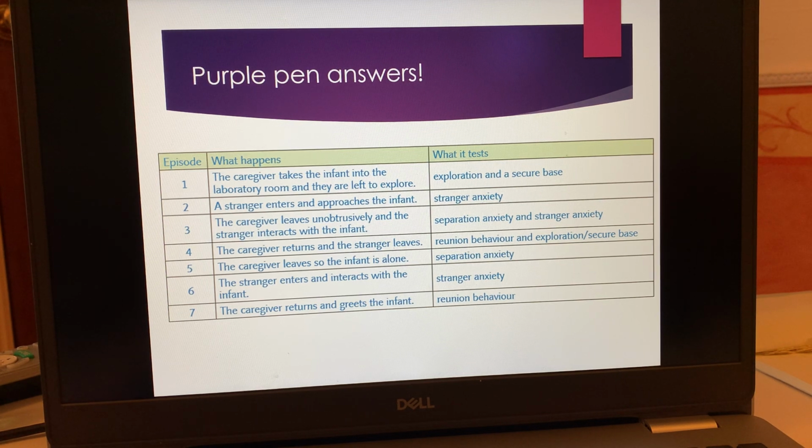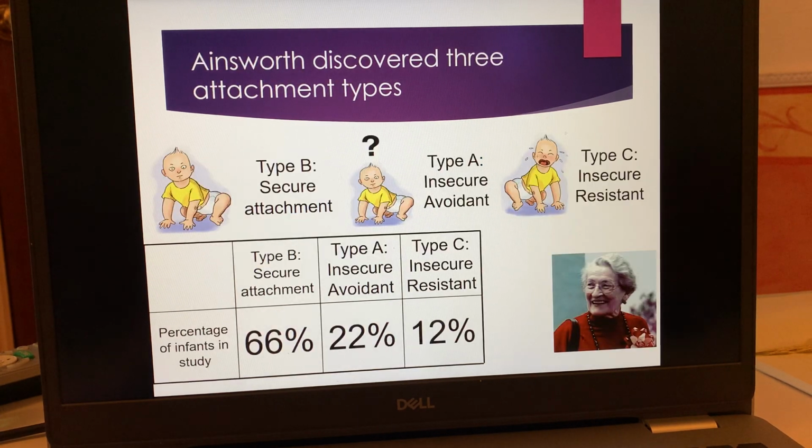The caregiver returns and the stranger goes. So we're looking at reunion behaviour and whether or not they view the parent as a secure base, something that they can trust. Then the caregiver leaves and the infant's totally alone, so again, separation anxiety. The stranger enters again and tries to interact with the infant, stranger anxiety. Then the caregiver returns and greets, so we're looking at reunion behaviour. Ainsworth was really key on these 3 things, saying that if they exhibit certain types of behaviour, it shows a certain type of attachment.